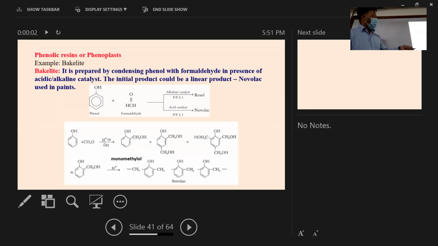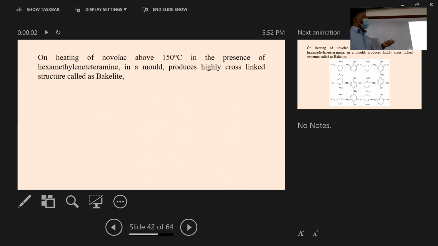So that is the compound. What we can see, this is ortho, and then this is another position. Then three different groups here. So this type of polymers we can make. Then on heating of Novolac above 150 degrees Celsius in the presence of hexamethylene tetramine in a mole produces a highly cross-linked structure called bakelite.